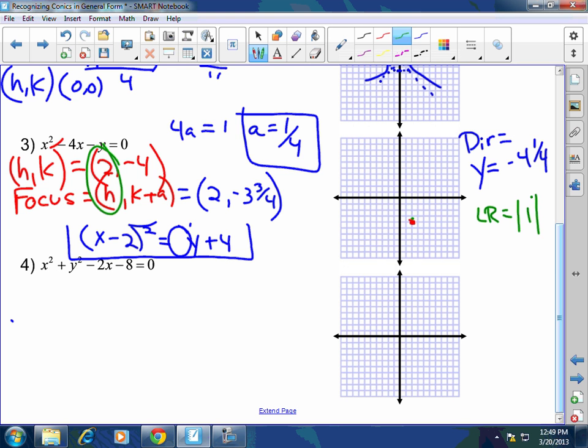Absolutely. So I'm going to go half to the right. Sorry, there's a little tiny graph here. And half to the left. My directrix is y equals negative 4 1/4. So that's going to be right under here. Connect the dots. And boom, you got yourself a parabola.